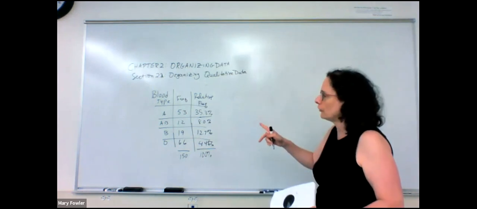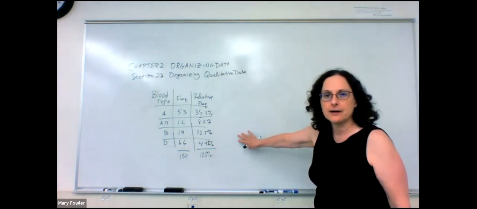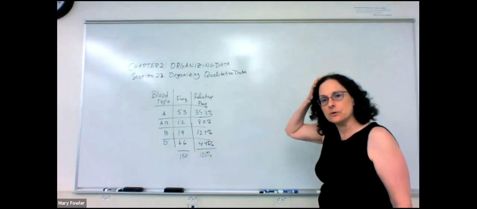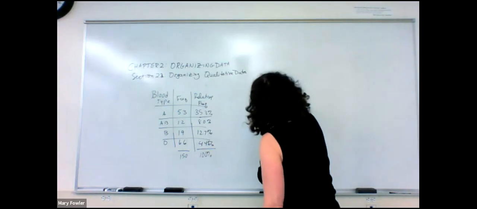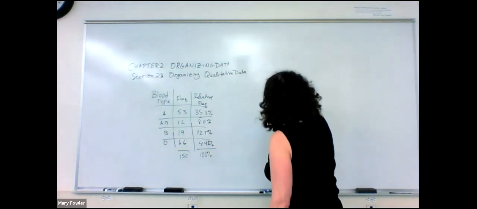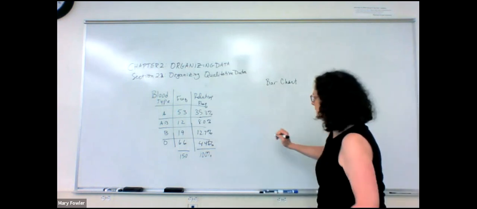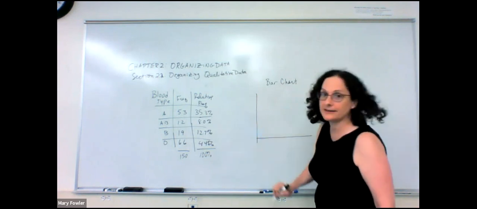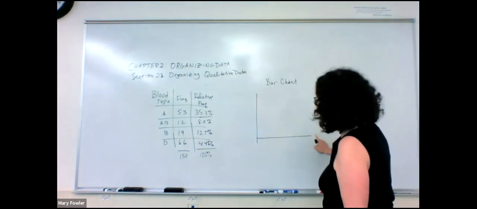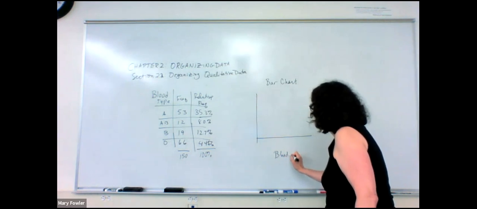We can also produce a visual, a graphic, which displays this information. So the graphic is going to be called a bar chart. All right. And in any graph, we have axes, right? And so the horizontal axis here is going to take on blood type.